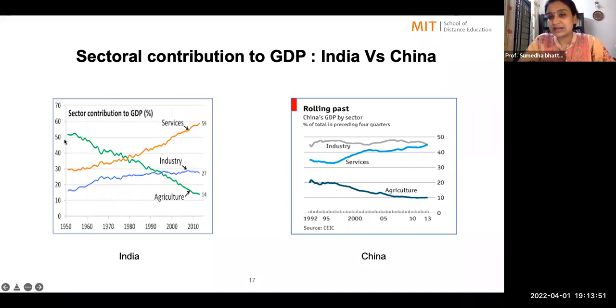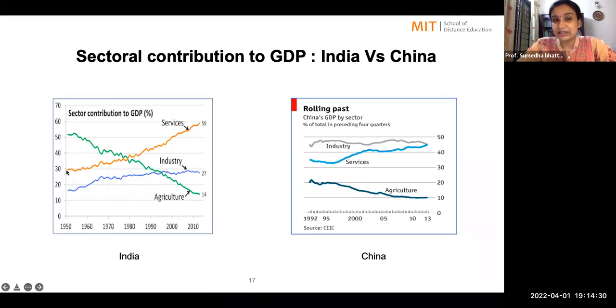The reference period here is 1950 because that is the time when we started with our planning. So it was slightly over 50%, and there has been a consistent fall, and it has come down to 14%. That is the contribution to GDP. When we see the industries, there has not been a significant change. It was almost 17% in 1950, and now it is around 27%. 27% is the contribution of industry to GDP. The service sector, especially after 1991, has recorded a sharp rise.